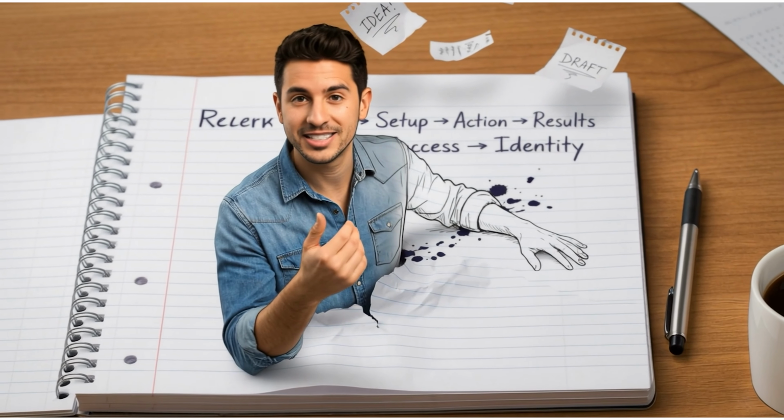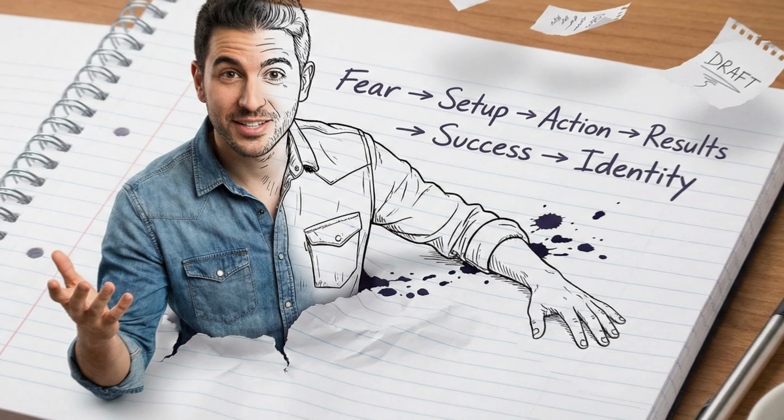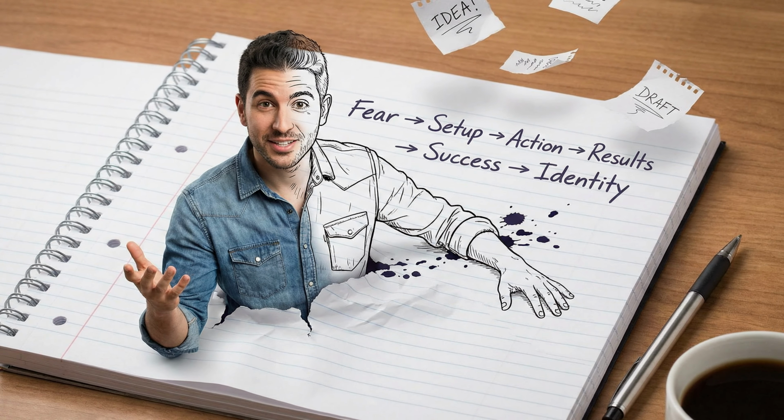Half human speaking, half ink line art. The notebook steps make the story obvious. Fear, setup, action, results, success, identity. This is what people mean when they say, show, don't tell.